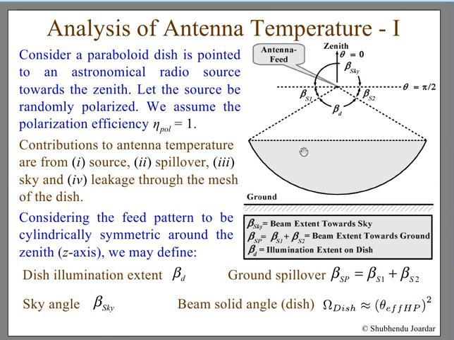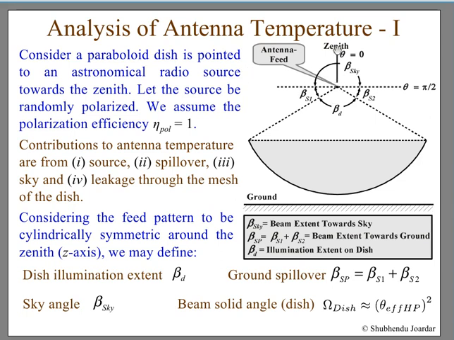Now we are analyzing a dish antenna. Analyzing means we want to calculate the antenna temperature, and it is not possible to calculate the antenna temperature for every instant of time because it keeps moving. So we consider one case when it is pointing to the zenith. At that time, what should the antenna temperature be? We assume that the source is at the zenith.